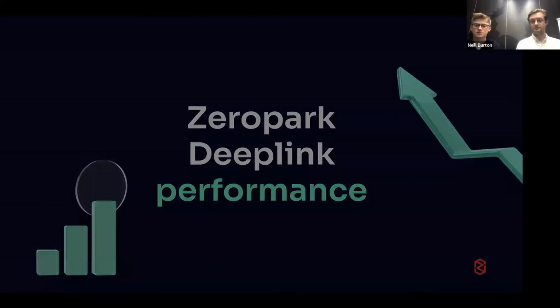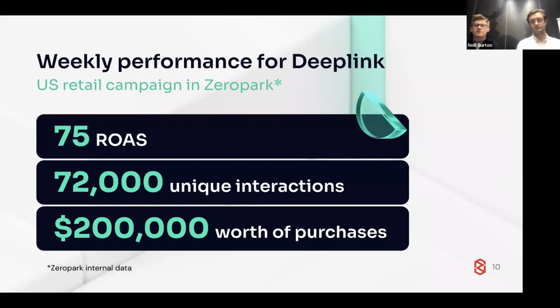Yes, so I wanted to show you an example of performance for a campaign that already exists on Zeropark. As you can see, the numbers look good, and for me personally, they look really good. The ROAS is 75 and there's a $200,000 basket value. Given, for instance, a 5 to 10% commission rate, you will be getting $10,000 to $20,000 of revenue weekly.